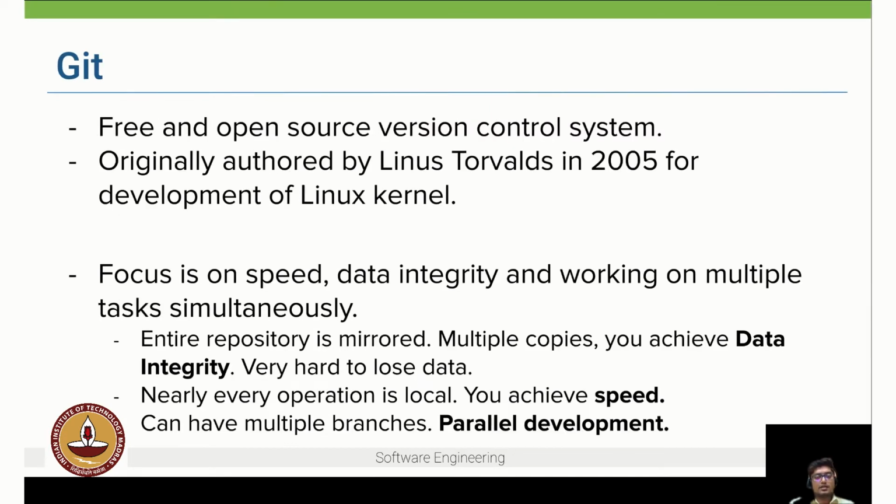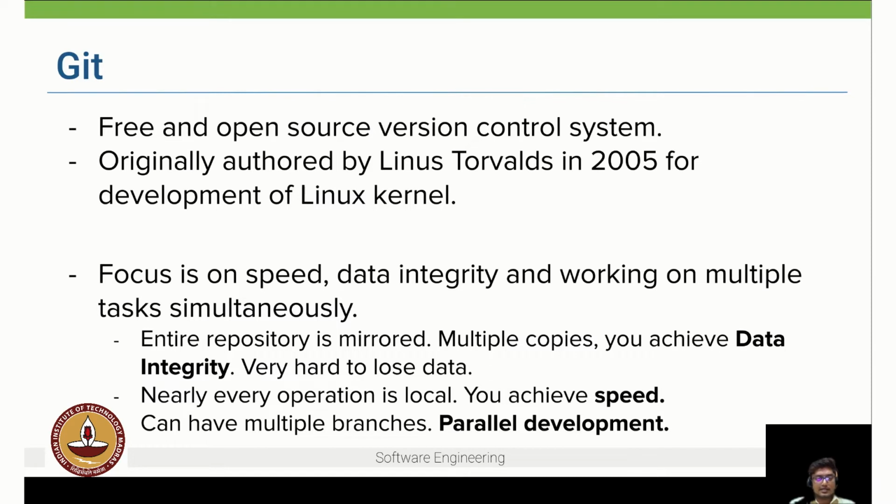So let's understand distributed version control systems through one of the most popular ones, that is Git. So why is this so popular? Because this is free and open source. Originally, this was authored by Linus Torvalds in 2005 for development of the Linux kernel. Since then, it has evolved a lot, and the version you see today has a lot more features.